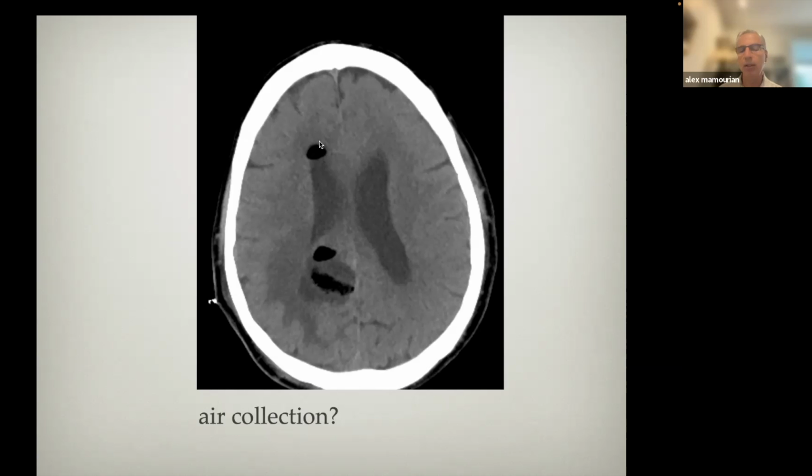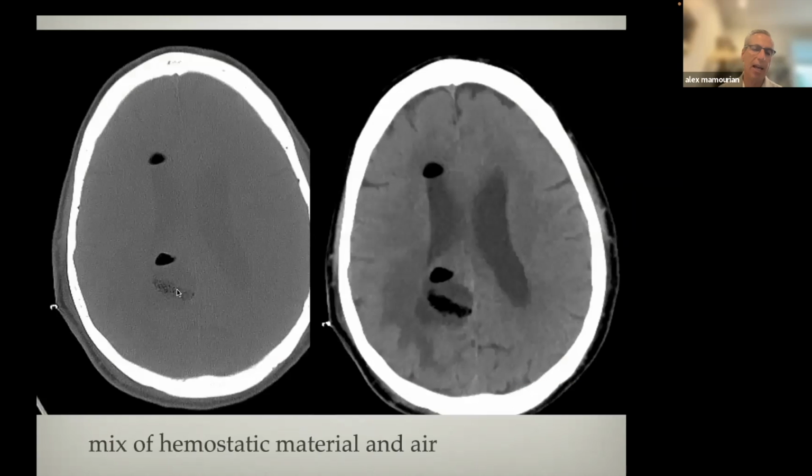Notice that these are, the term we use here is anti-dependent. The air floats to the top with the patient on the table with the back of their head on the table. But if you look at this area here, which you might say is air, you have to ask yourself, why is the air arranged in this way in the center of the resection cavity? And that's, of course, because it's not air at all.